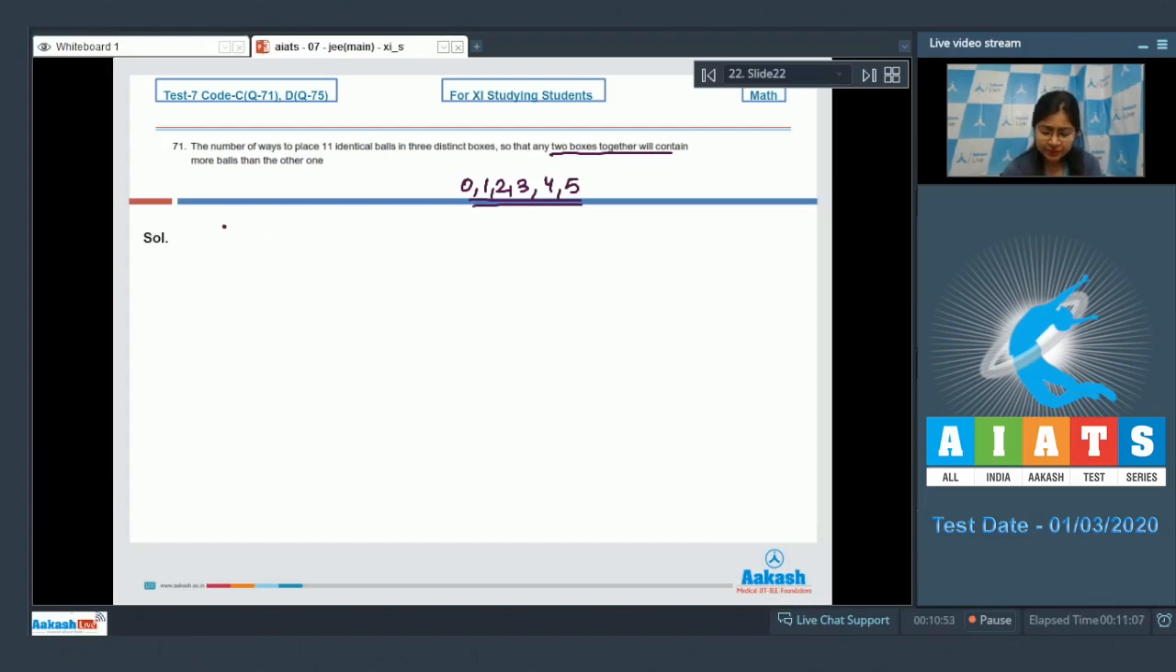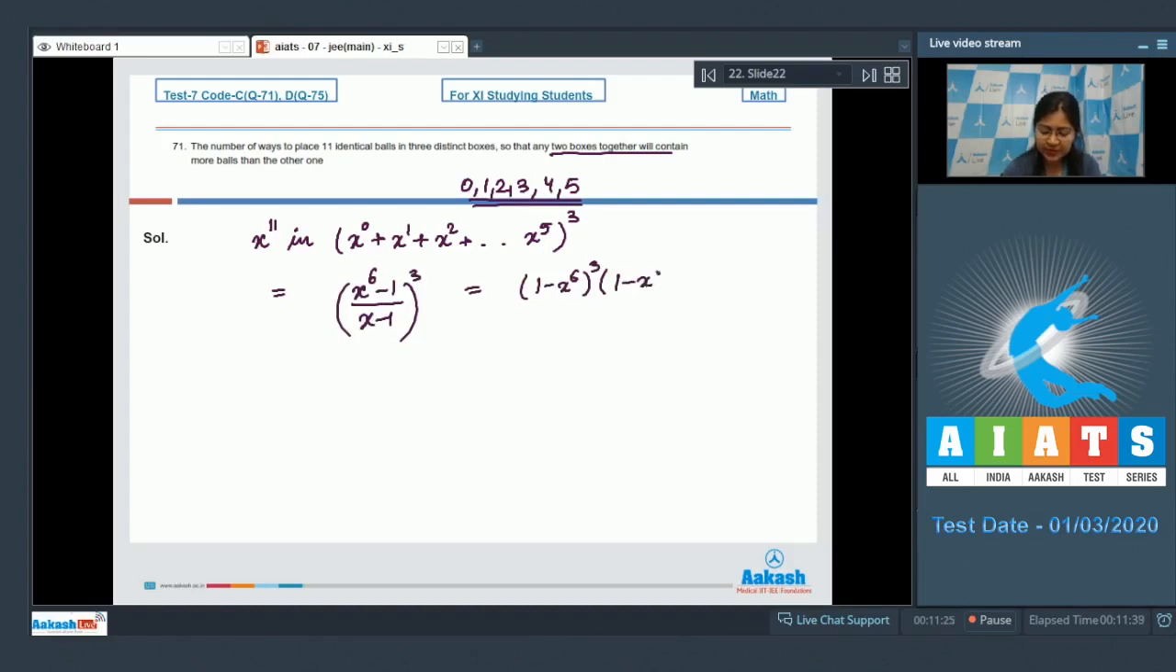So we can say the number of ways will be equal to finding the coefficient of x raised to the power 11 in (x^0 + x^1 and so on up to x^5) whole cube, right? So this is equal to, let us solve this further. This is a GP of 6 terms. So that is (1 minus x^6) whole cube into (1 minus x) whole raised to the power minus 3.